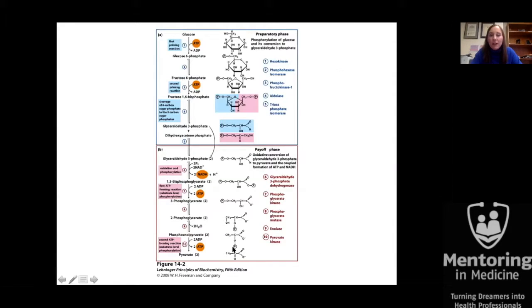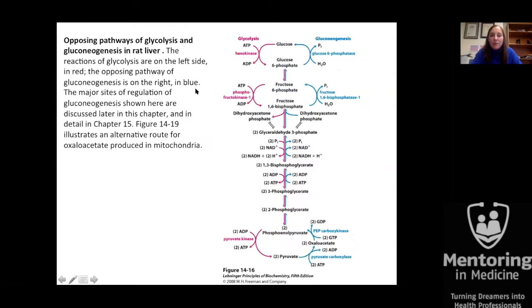So here's glycolysis. You notice that in the beginning we have some investment of energy. In the end, we end up producing some energy. The net, of course, is 2 ATP overall, but it does require some investment here.